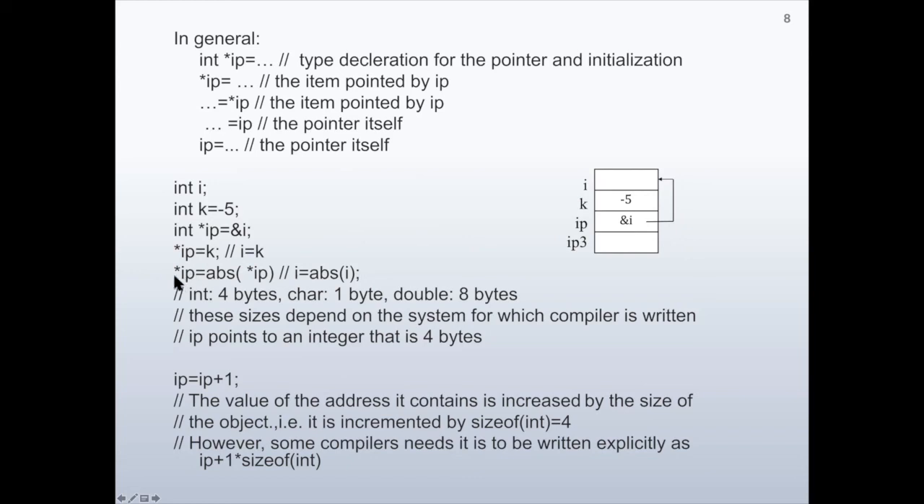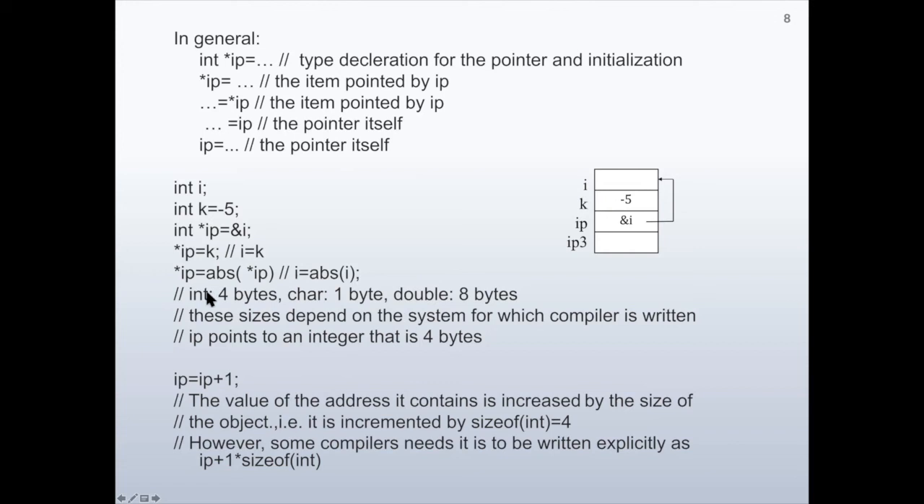If we use the item pointed by IP assigned the absolute value of the item pointed by IP, then the value of the item pointed by IP, which was -5, after the absolute value operation, the value of I will become +5.